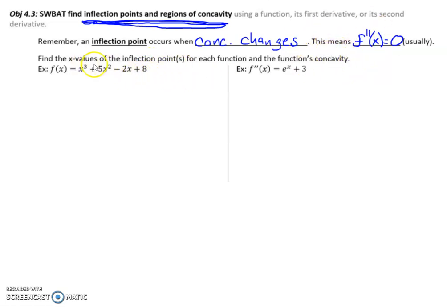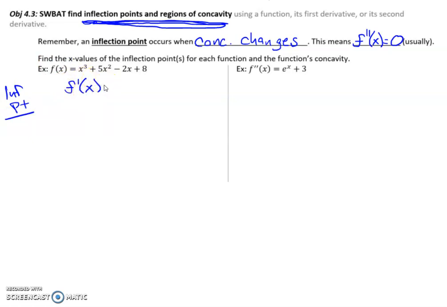The way we find this is very straightforward. We take the second derivative and we set it equal to 0 and solve. Then we make a sign chart just like when we were finding critical points. So let's start with finding inflection points. To find inflection points, we need to find the second derivative and set it equal to 0.